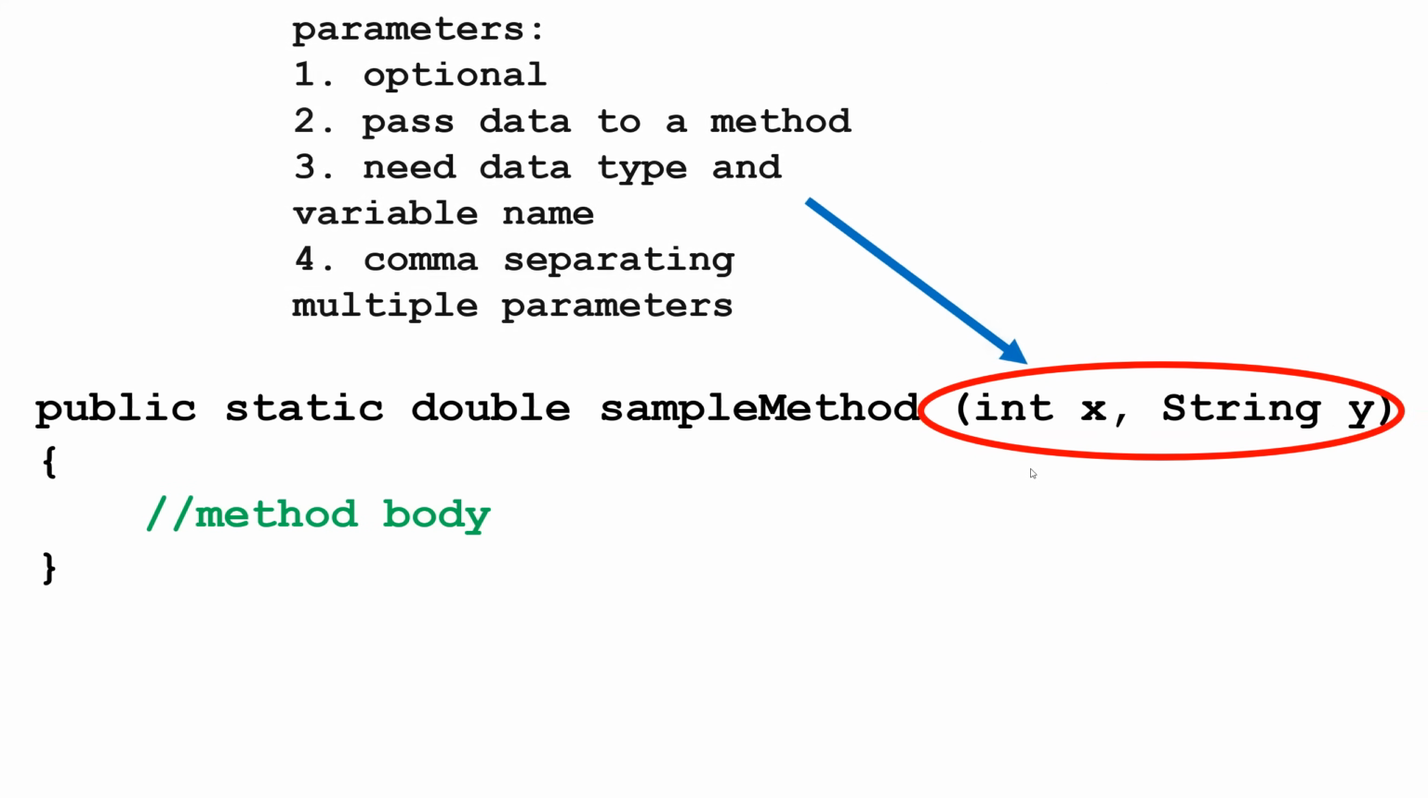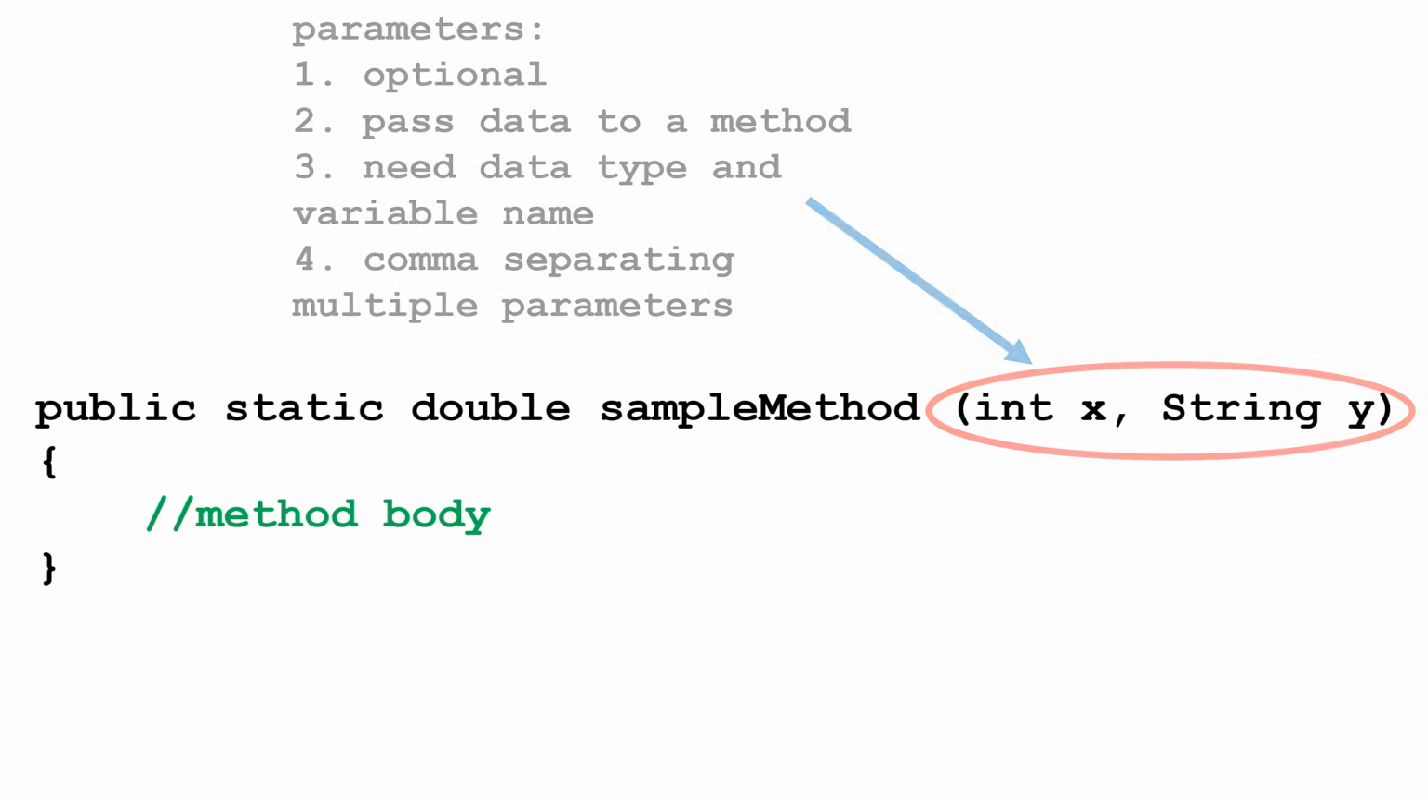And then here we have the parameters. Now we don't need to have parameters. It could just be a simple open closing parentheses. We can have one parameter, we can have multiple parameters. The purpose of the parameters are to pass data to a method. So if we call sample method, we have to pass it one int followed by one string. And those pieces of data will go into the variables x and y respectively. When we have multiple parameters, we need a comma separating them.